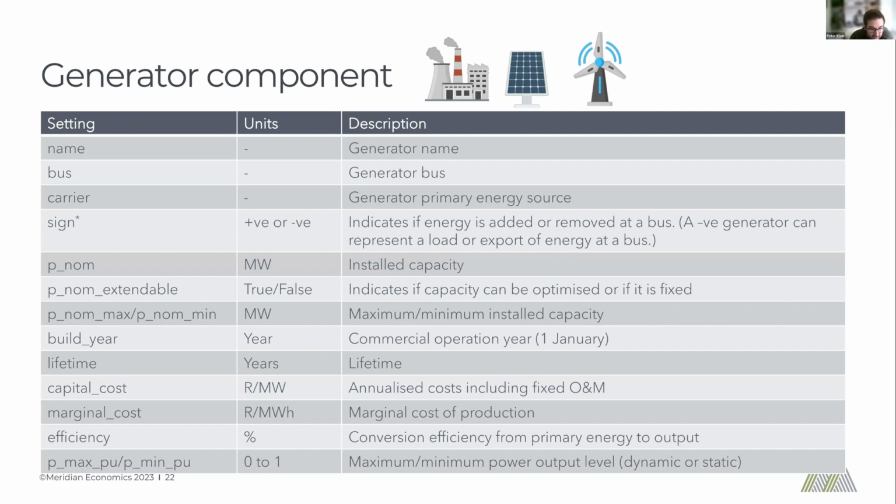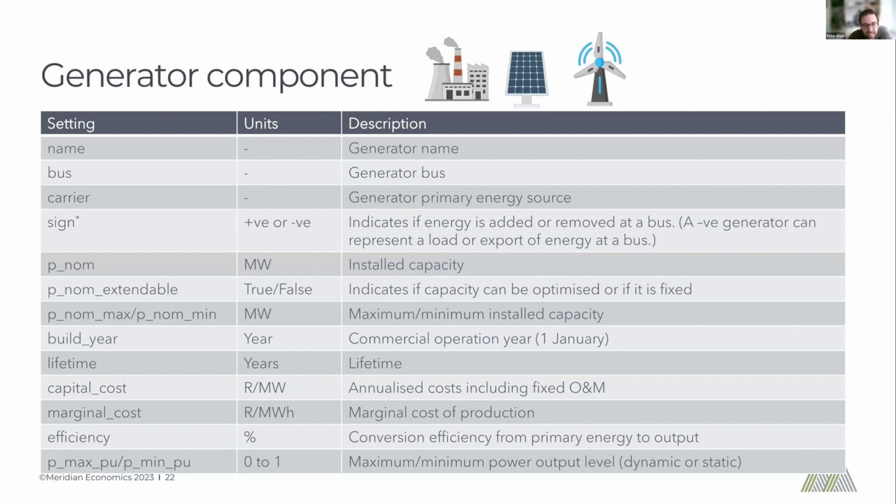Then you have marginal costs. So that's the marginal cost of production in rands per kilowatt hour. And this can be a fixed number, or it can be variable, but that does increase computational costs.